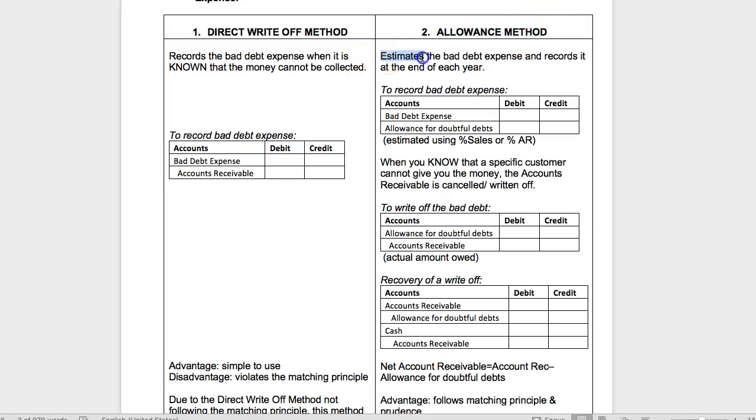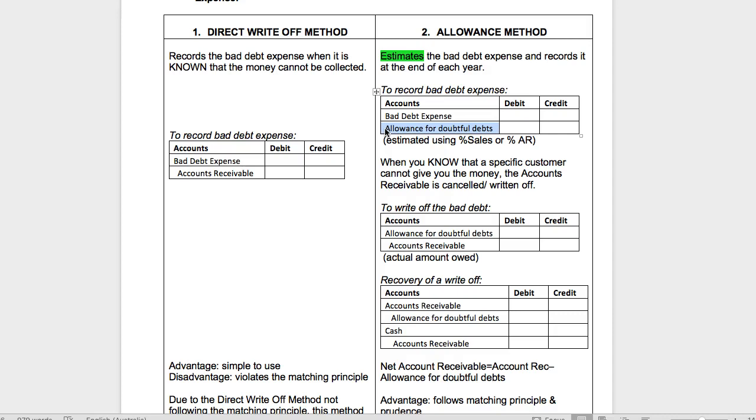So the key word here is that we estimate the bad debt expense and record it at the end of each year. This is the journal entry to record the bad debt expense. This is like an adjusting entry that you would do every year. The debit is to bad debt expense, so you are increasing the expense. The credit is to something new. This is called the allowance for doubtful debts. This is a contra asset. To increase a contra asset, you do a credit and it has an ending balance on the credit side.